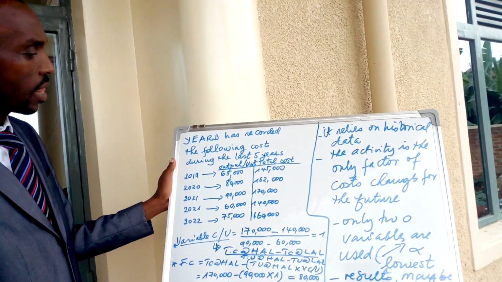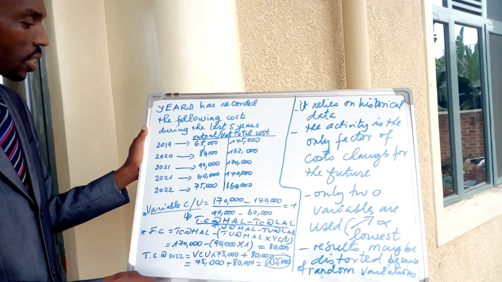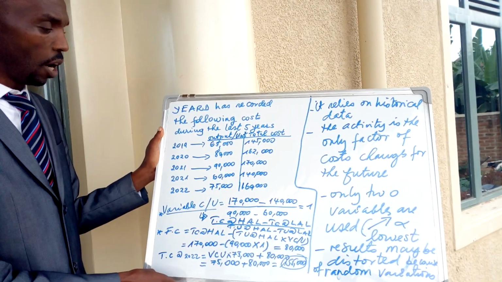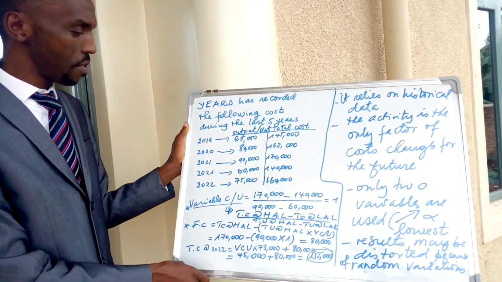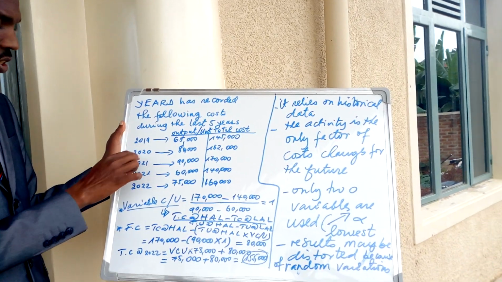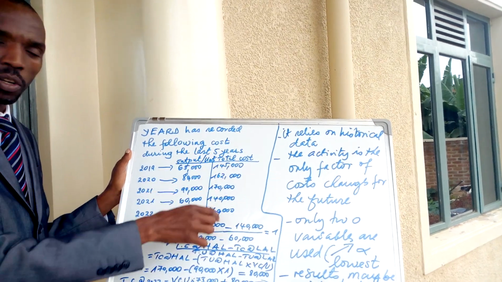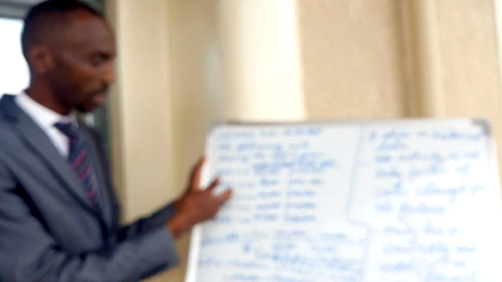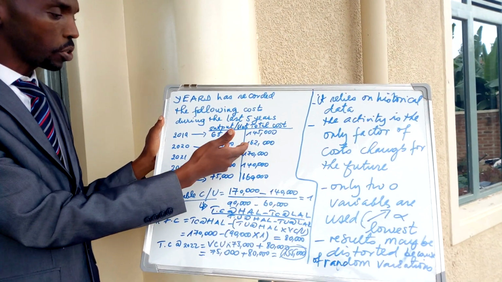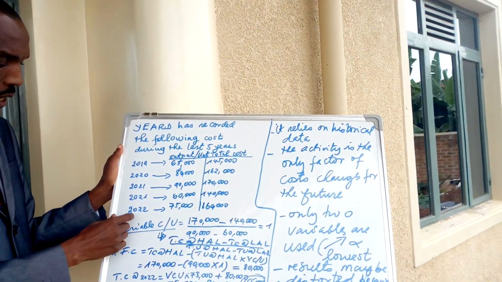I wanted to start with this example of a company called ERD that has recorded the following costs during the last 5 years. The output and the total costs of the 5 years are presented as follows. You can now see on the whiteboard from 2019 up to 2022 the related units and the related costs, whereby in 2019 the level of output is 65, or the number of units, and the total cost is 145,000. So it goes from 2019 up to 2022.